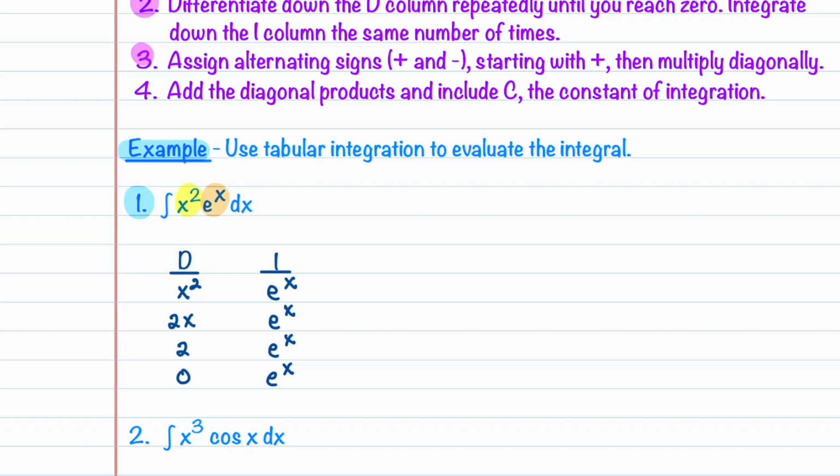Now let's look at step 3 and also step 4. You can kind of combine these. We're going to assign alternating signs starting with the positive and then multiply diagonally. I'll show you what this looks like.